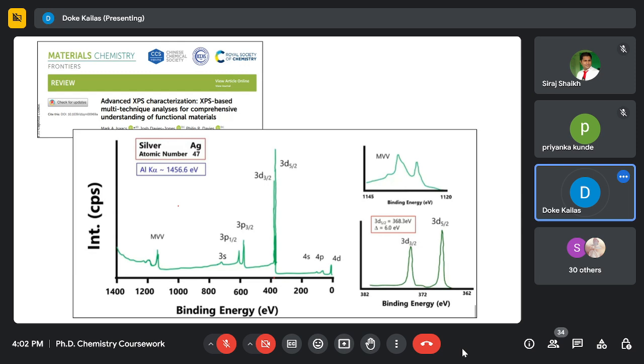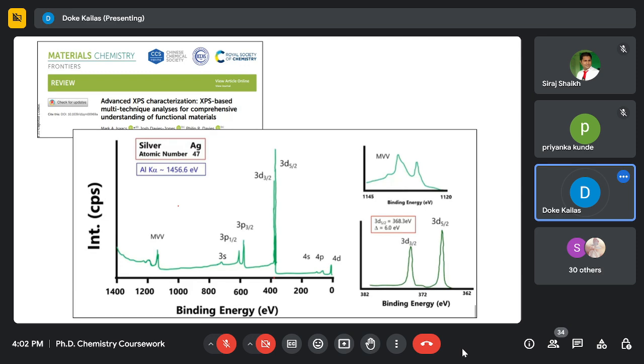3D, another 3D, splitting is there. Later on I will explain what this 5/2 and 3/2 is, and why splitting is observed. 3P, 3/2 and 1/2, again splitting is there. Then the 3S electron, and these are the Auger electrons of 2s, which are not observed over here because their binding energy is greater than 1400 electron volts, but the Auger electron is observed over here. So this is a survey spectrum of pure silver, and this is how the spectrum is observed.